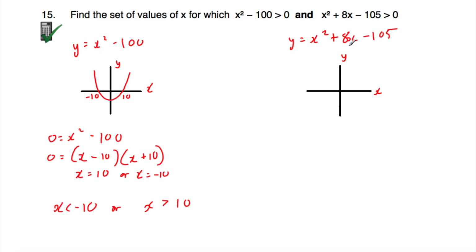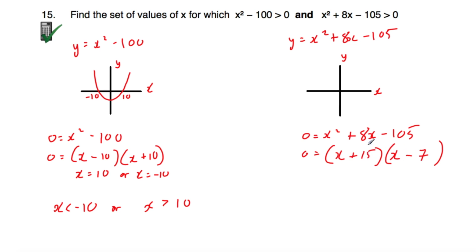And we want to find where this quadratic crosses the x-axis. So let's let y equal 0. So 0 equals x squared plus 8x minus 105. And then if we solve this, 0 equals, then bracket x and x. We want to find two numbers that multiply together to be 105 and add together to be 8. So because it's negative 105, one's going to be a plus and one's going to be a minus. And I'm thinking 15 and minus 7, because 15 times minus 7 would be minus 105, and minus 7 plus 15 would be 8. So that would work. So that means our solutions are x equals negative 15 or x equals 7.